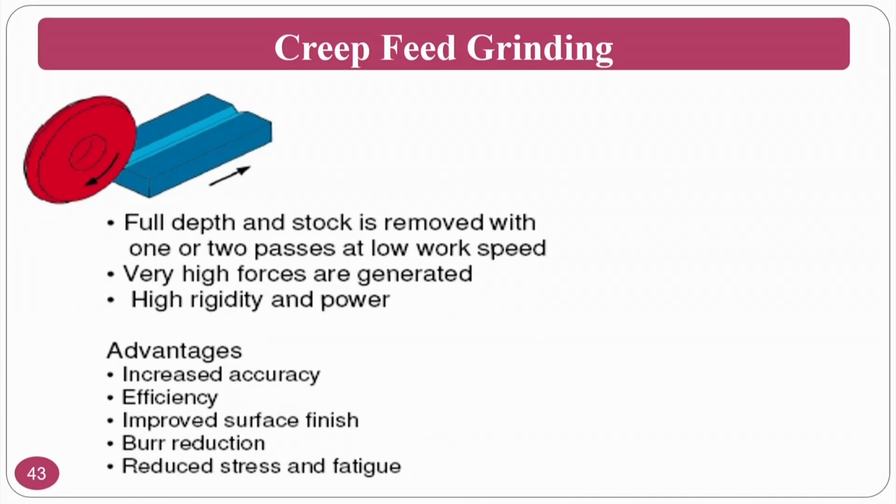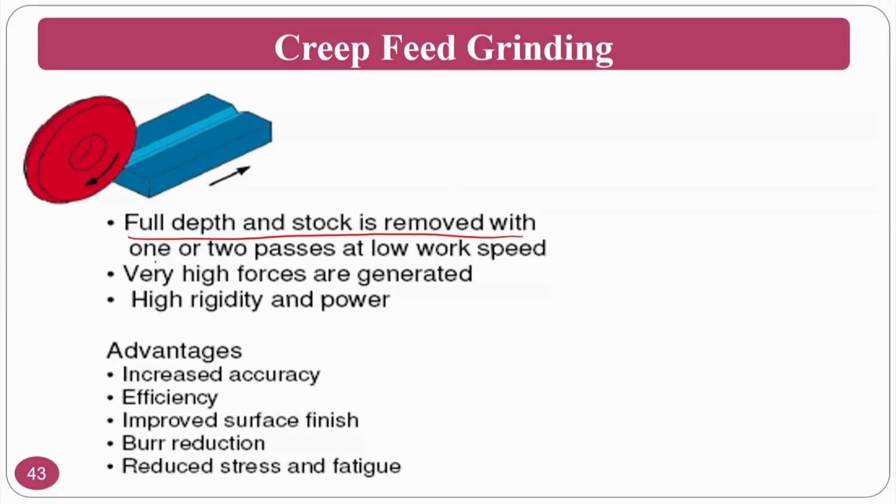Creep feed grinding, as I said, means there is a high depth of cut. Normally in creep feed grinding you have to remove the stock of material very fast. That means a high amount of material is removed in one go, with one or two passes at low work speed. Very high forces are generated and high power is required. It requires the grinding wheel to have very high bonding and retain its original structure, remaining without any fracture even though the operator is giving very high depths of cut. People give such depths of cut whenever the material removal requirement is very high.